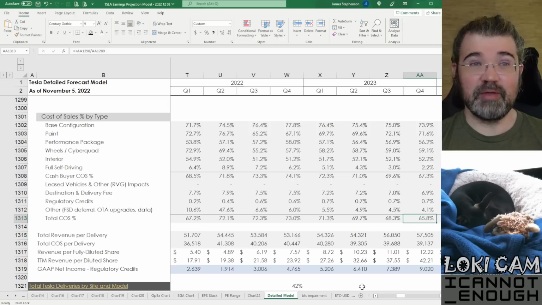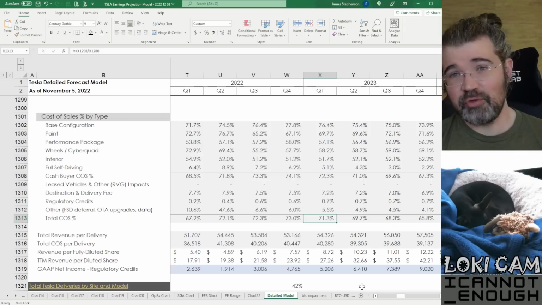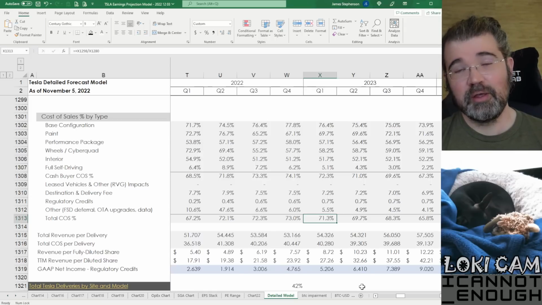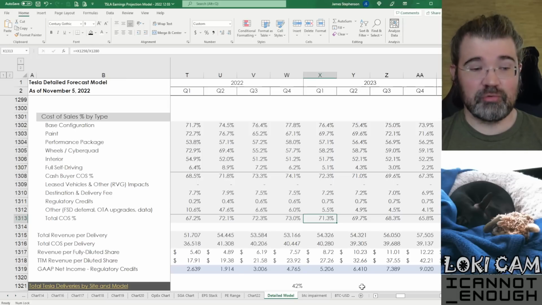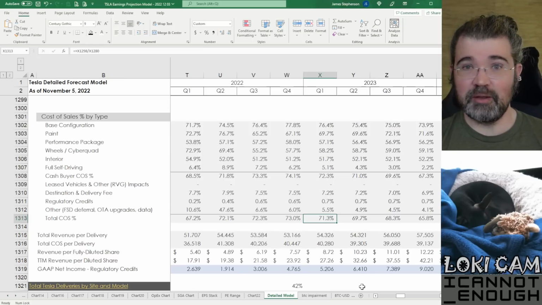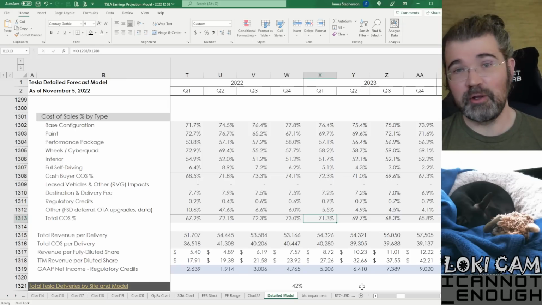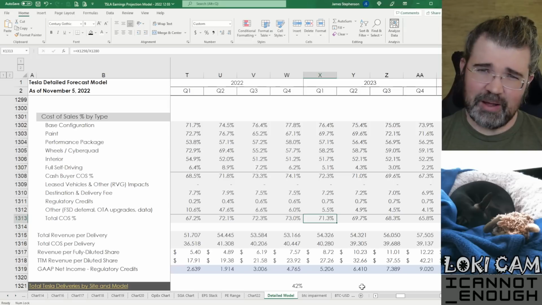What do I have forecast for 2023? Well, I have improving cost of sales percentages next year. This is what's in my forecast. I've got those factories becoming more efficient, producing more vehicles from lower cost factories. Austin and Berlin both should have lower costs per vehicle than Fremont does.